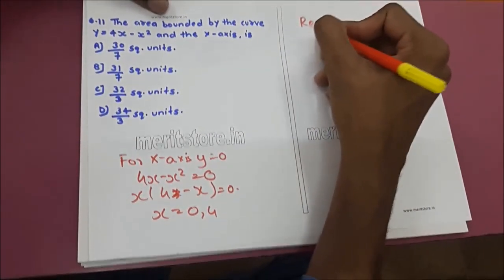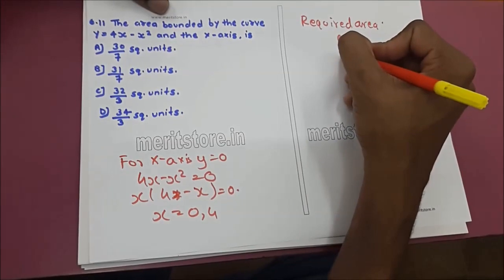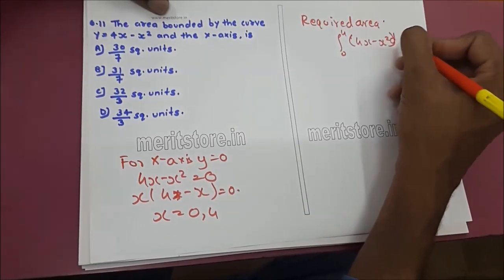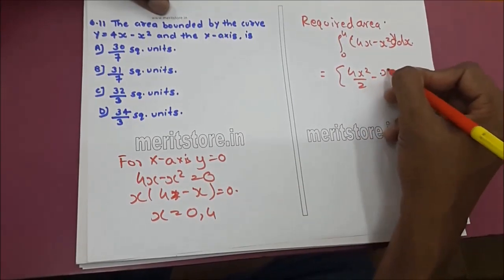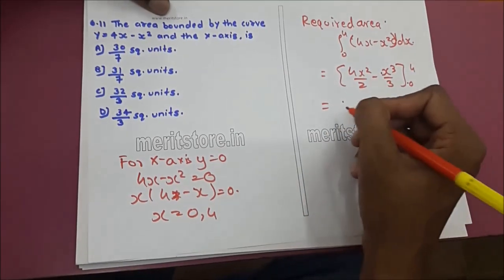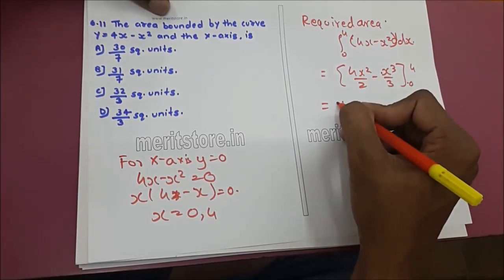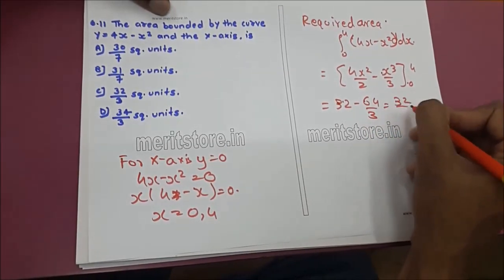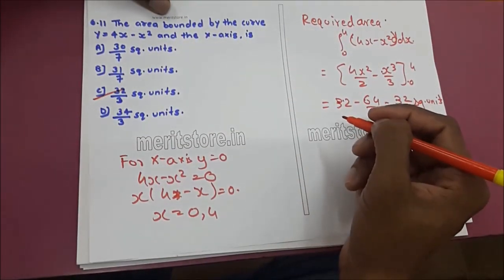So now the required area will be the integral from 0 to 4 of 4x minus x square dx. Integrating, 4x square by 2 minus x cube by 3, from 0 to 4. Substituting the limits in x, it will give you 32 minus 64 by 3, that is equal to 32 upon 3 square units. That is option C. Option C is the correct answer.